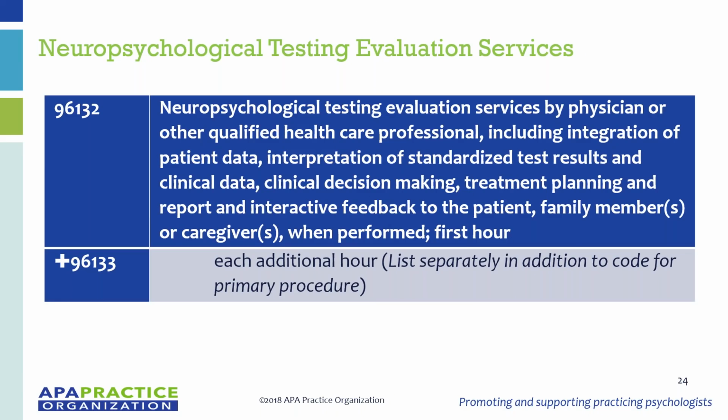Now let's get into the weeds. These are the actual codes for your testing evaluation services if you're providing a neuropsychological evaluation. 96132. Neuropsychological testing evaluation services by physician or other qualified healthcare professional, again, standard language that's used by the CPT codebook, including integration of patient data, interpretation of standardized test results and clinical data, clinical decision-making, treatment planning and report, and interactive feedback to the patient, family member, or caregiver when performed in the first hour. These are the services that are uniquely the professional services provided only by the qualified healthcare professional. That's your base code, 96132.